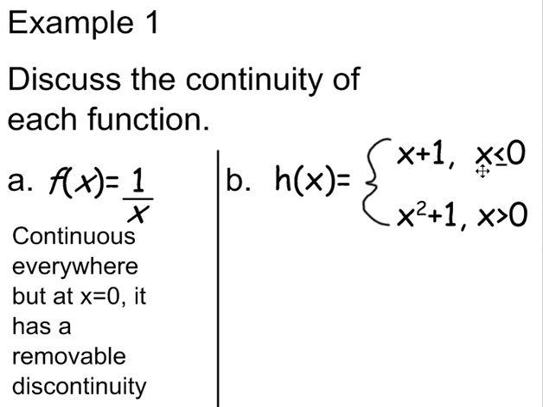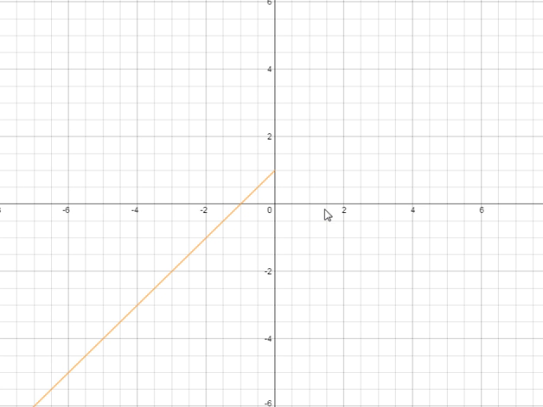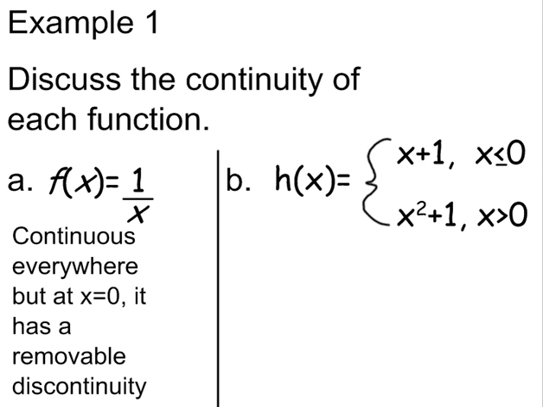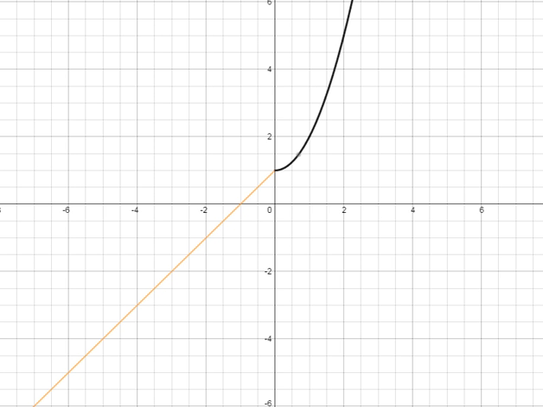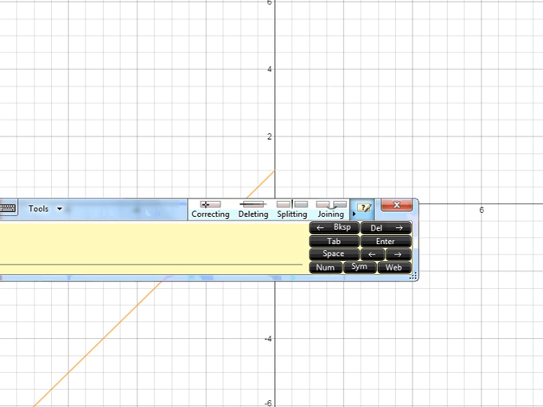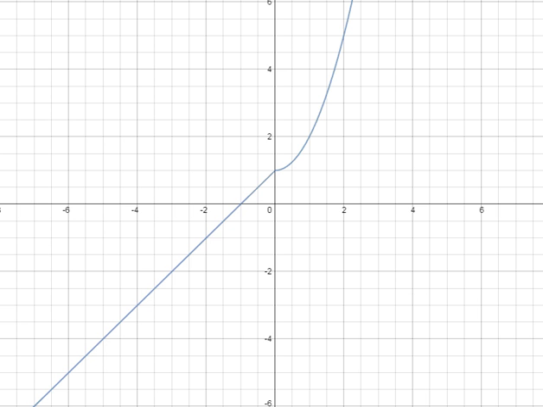Let's look at the first part. It says when x is less than or equal to 0, it's going to take on x plus 1. So basically, everywhere less than 0, you're going to have a line that looks like this, right? And it appears to be defined everywhere up to there. But then when x is greater than 0, it's going to take on x squared plus 1. So let's take a look at that. It's going to look like this at x greater than 0. So altogether, you have a function that looks like this. So when x is less than or equal to 0, you have your line, and then when x is greater than 0, you have a parabolic function.